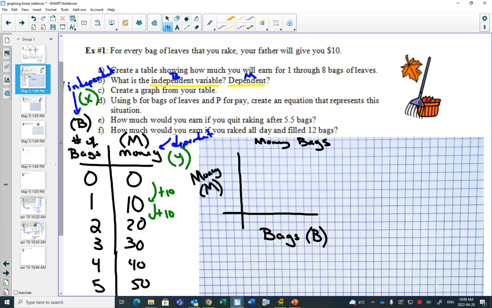Okay. So, we need to decide what kind of scale we want to do. Our money is going up by tens. So I'm not going to say 1, 2, 3, 4, 5, 6, 7, because it's going to use your whole graph. So along my y, I'm going to go each one by 10, 10, 20, 30, 40, 50, 60, 70, 80. And on my bags, they go by 1, so this makes sense to go 1, 2, 3, 4.